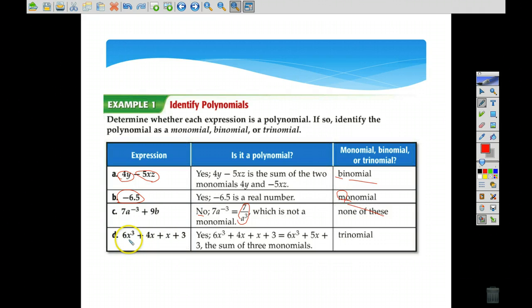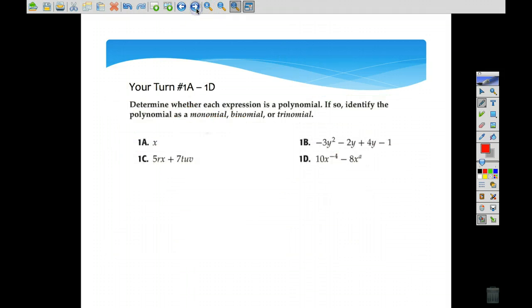Okay, 6x to the third plus 4x plus x plus 3. Yes, this is a polynomial, and if you simplify, 4x plus x can be simplified as 5x. So there are three terms, so it's a trinomial. Okay, here's your turn, 1a through 1d. Do those four on a separate sheet of paper. Just like the example we just did, identify if they are a polynomial, and then if they're a monomial, binomial, or trinomial. All right, and come back when you're done.